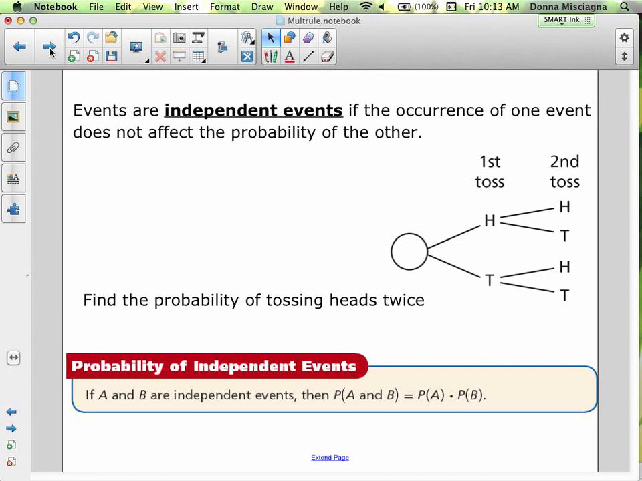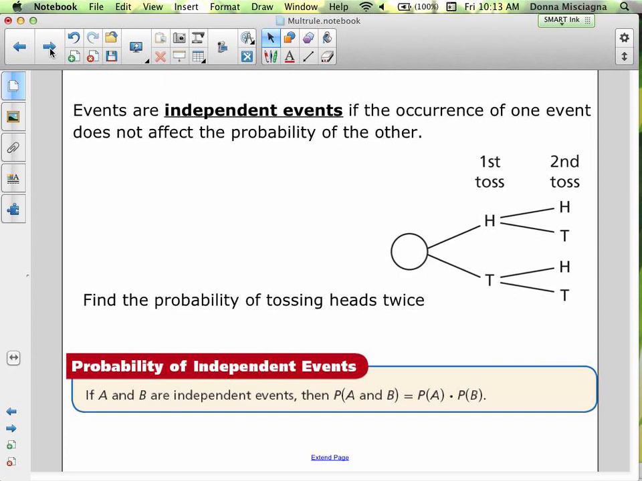All right, so events are, fill in the words independent events in your notes if the occurrence of one does not affect the probability of another. So for instance, tossing coins. What you get on one coin does not influence what you get on the next toss. Right? It doesn't work that way. So they're independent of one another.